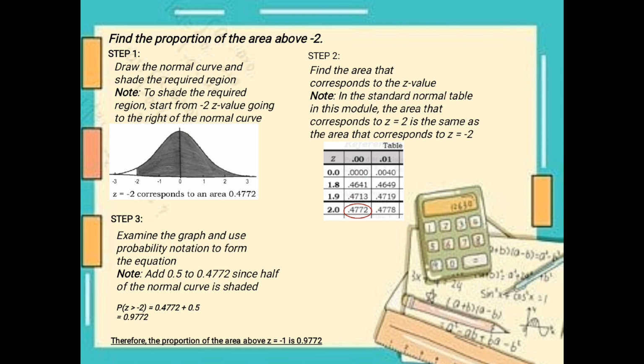Note, in the standard normal table in this module, the area that corresponds to Z equal to 2 is the same as the area that corresponds to Z equal to -2. Step 3. Examine the graph and use probability notations to form the equation. Note, add 0.5 to 0.4772 since half of the normal curve is shaded. 0.4772 plus 0.5 is equal to 0.9772. Therefore, the proportion of the area above Z equal to -2 is 0.9772.